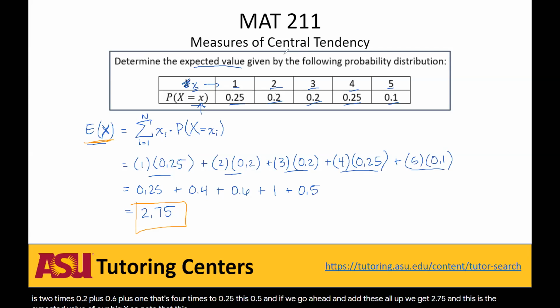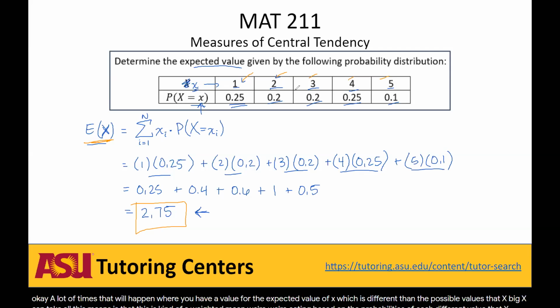So note that this value is not found in our outcomes for little x, or the possible values that big X can take. That's okay. A lot of times that will happen where you have a value for the expected value of X which is different than the possible values that big X can take. All this means is that this is kind of a weighted mean, where we're weighting based on the probabilities of each different value that x can take. So it's totally okay to find a value that's not in our range. That can still be an expected value.